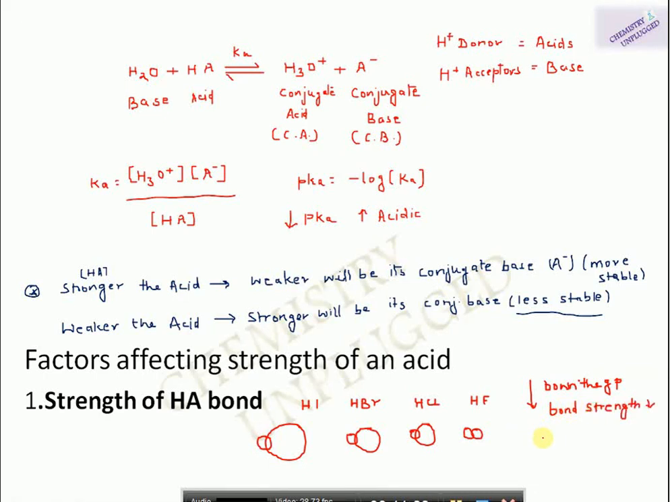Larger bond length means that the HI bond can be easily broken as compared to the HF bond. When we can easily break the HI bond, we can generate H plus in larger amount as compared to HF. So HI will be a stronger acid as compared to HF. So the order of strength will be this: most acidic is HI, then HBr, HCl, and HF will be least acidic in nature.